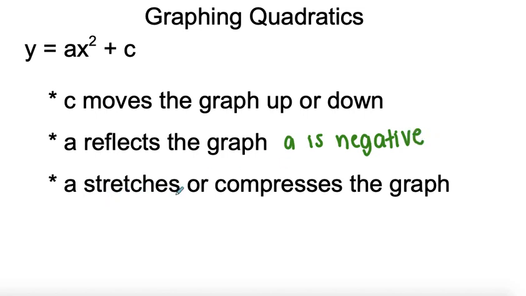And then A also stretches or compresses the graph. So when it stretches, that means it's getting skinnier. And it can be up or down. And when it compresses, it's getting wider. All compared to the parent function, which again is just y equals x squared.